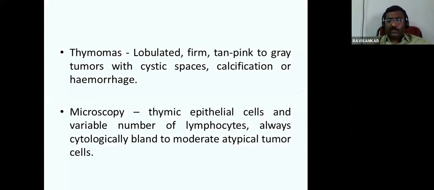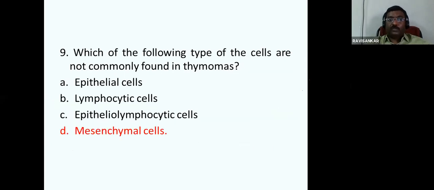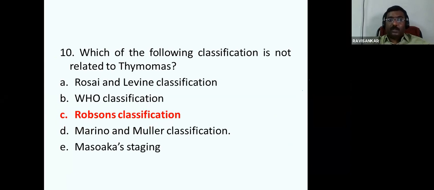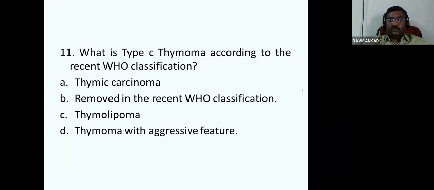The thymomas have a well-defined lobulated mass with a good capsule in many cases. The thymic cells have lymphocytes and also bland to moderately atypical tumor cells. Mesenchymal cells are not commonly found in thymomas. The Robson classification is related to RCC. What is type C thymoma according to the recent WHO classification?